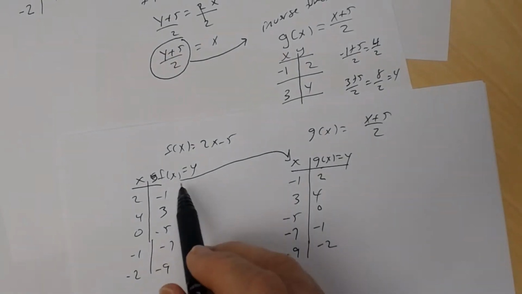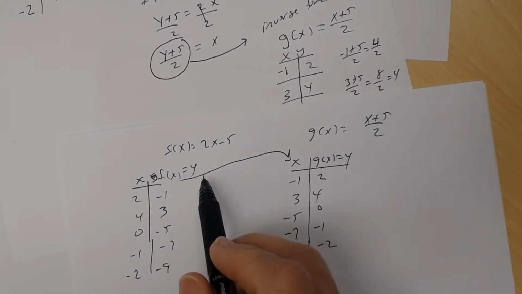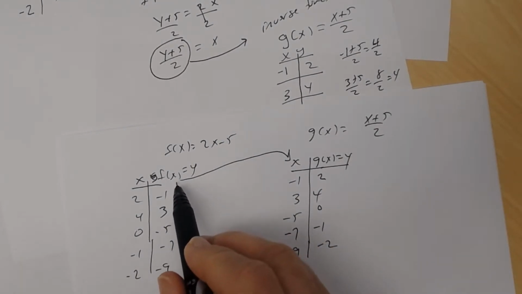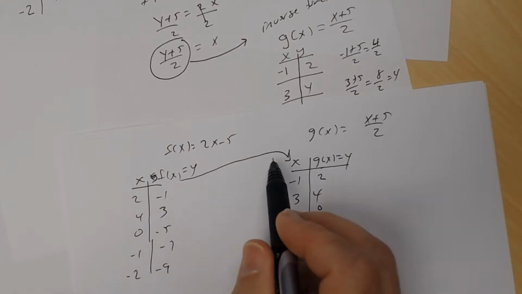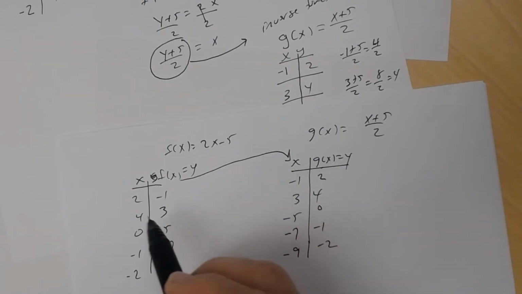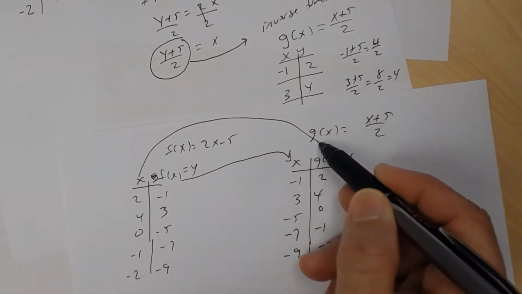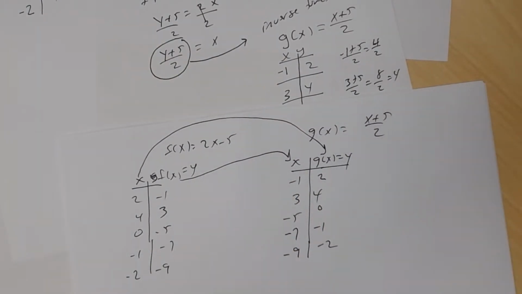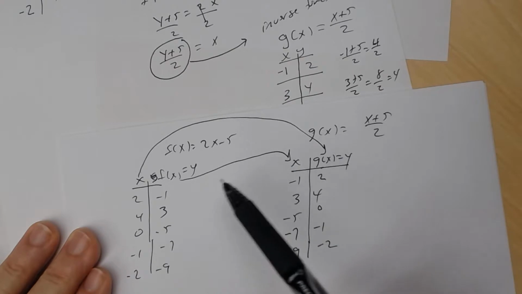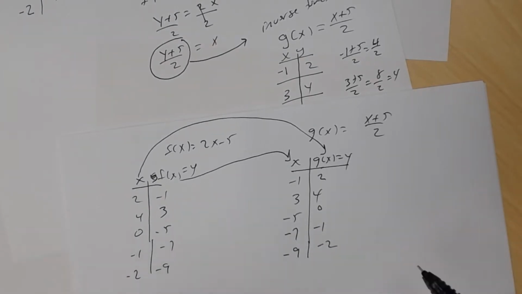So I want you to notice that when you're dealing with inverse functions, and this idea is going to be important in a little while, my y-coordinate here in the original function became the x-coordinate in the inverse function. The x-coordinate in the original function became the y-coordinate in the inverse function. So x becomes y, y becomes x. All right, so you're going to learn that and hopefully understand a little bit more as we go through this.